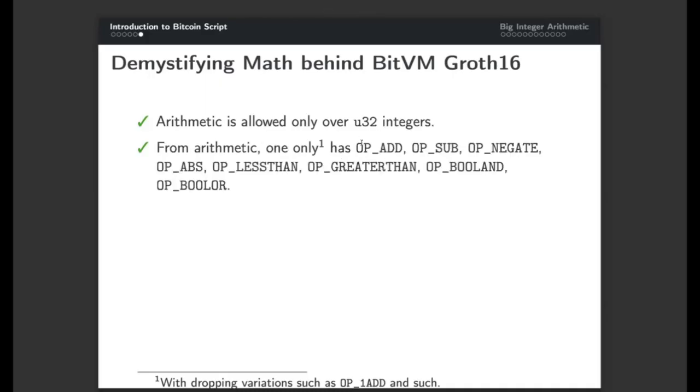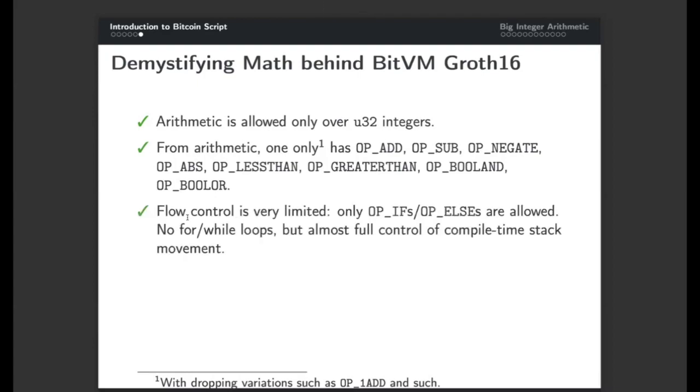From arithmetic, you can only use very basic operations. This might be addition, subtractions, negation, absolute values, some comparison opcodes, but that's it. So you cannot even multiply two U32 integers. You're very limited in this sense. The flow control is also very limited. So you can write if statements or else statements, but that's it. So you cannot, for example, do the for loop.